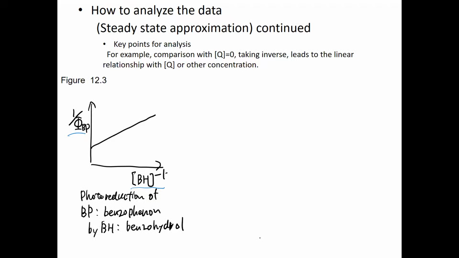So like this, the thing is you have to make the steady state approximation by using the kinetic analysis, and then compare the experimentally observable amount with some controlled concentration. Okay.